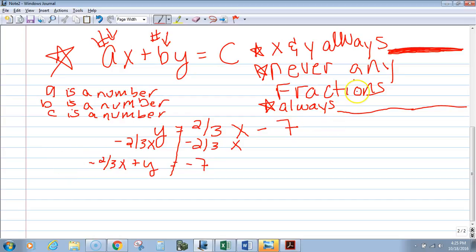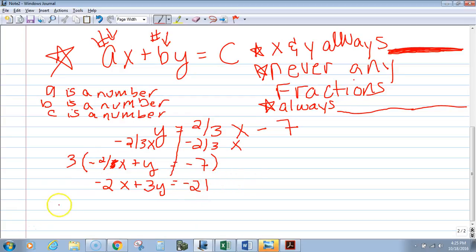And the negative's okay, but what's this? Never any fractions? So I need to get rid of this 3 in the denominator. So what I do is multiply the whole equation by 3 to cancel it out, and I'm going to have to distribute it. So if I multiply it by 3, this cancels. So I get -2x plus, but now 3 times y is 3y, and 3 times negative 7 is negative 21.